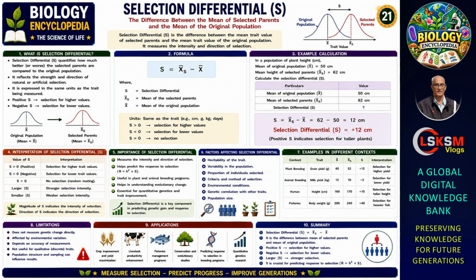Twenty-one. Selection differential, S. The selection differential measures the difference between the average trait value of selected individuals and that of the original population. It is an important concept in quantitative genetics and artificial selection.